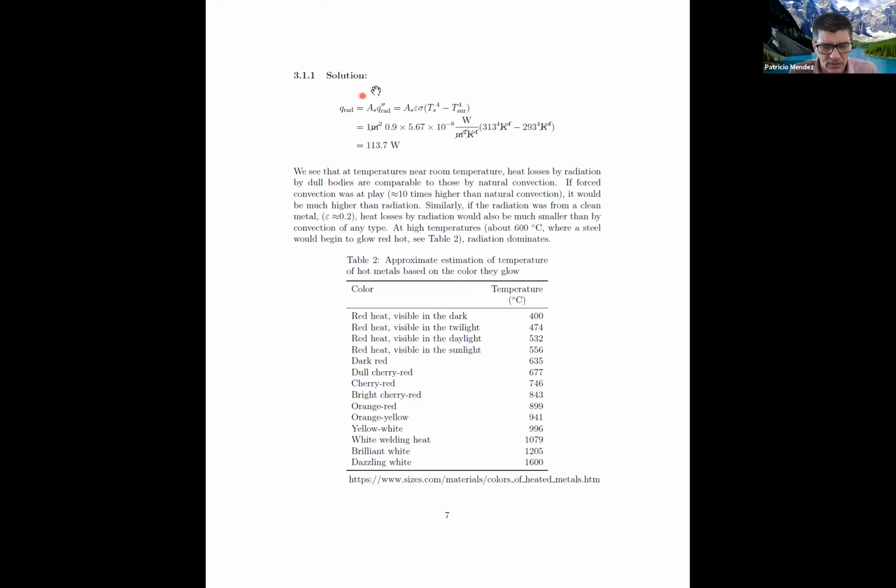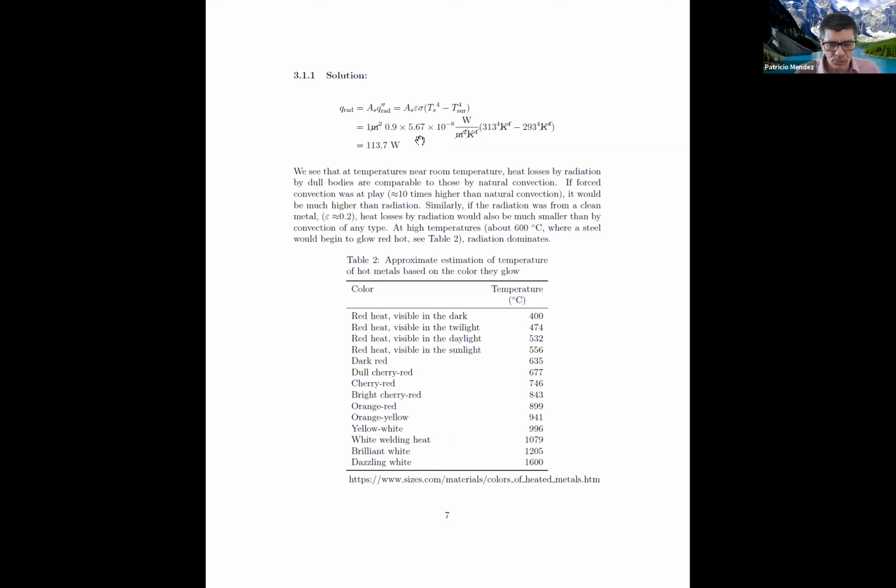So same thing as before. The heat of radiation, assuming that the radiation is uniform over the surface, is surface area times the heat flux. And the heat flux is given by the radiation law, that is epsilon sigma, T surface to the 4 minus T surroundings to the 4. And the Stefan-Boltzmann constant is 5.67 times 10 to the minus 8 watt per meter squared Kelvin to the 4th. And we calculate it.